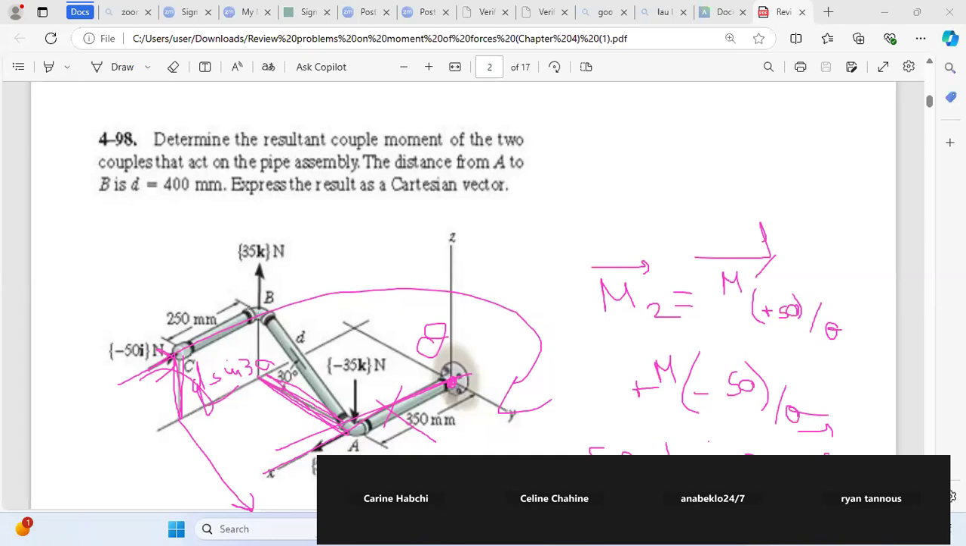If you have two couples acting on a system, it doesn't have to be a straight line. For any rigid body, if I ask you to find the resultant moment on the body, what do you do? You add the couples, you add the two moments.